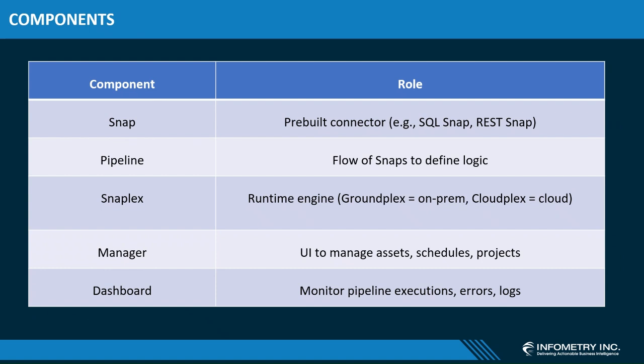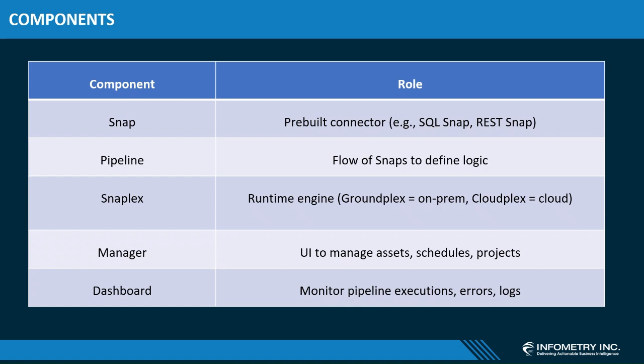To understand SnapLogic better, it's important to know the main components of the platform. Snaps. These are pre-built connectors that perform specific tasks like reading data, transforming data, writing to systems, calling APIs, and more. They make integration modular and reusable. Pipelines. These are workflows built by connecting snaps together. A pipeline defines how data moves from source to destination and what transformations happen in between.